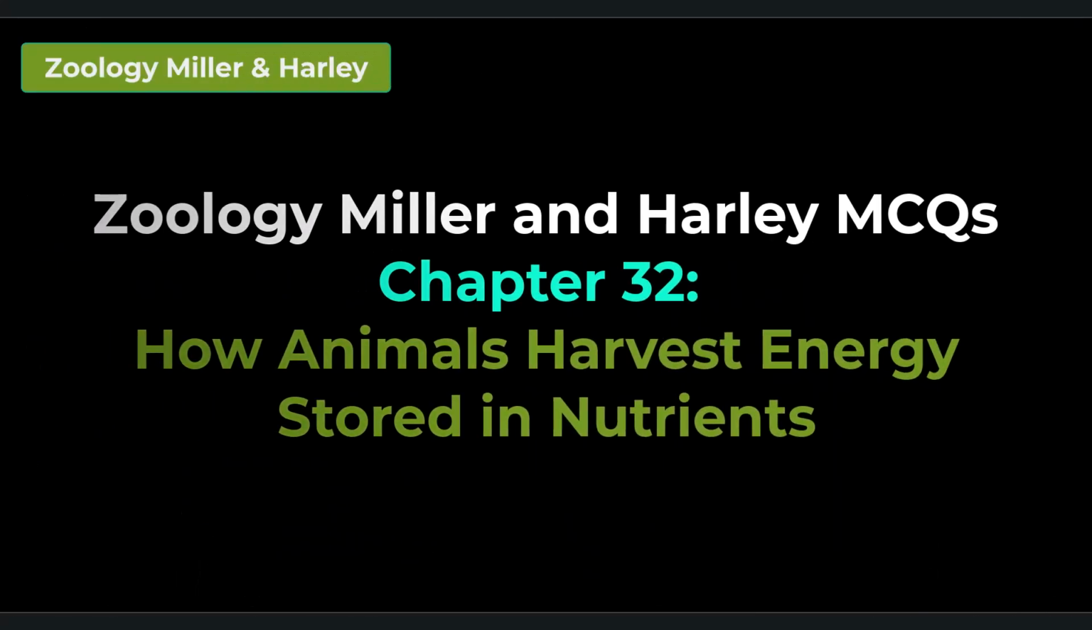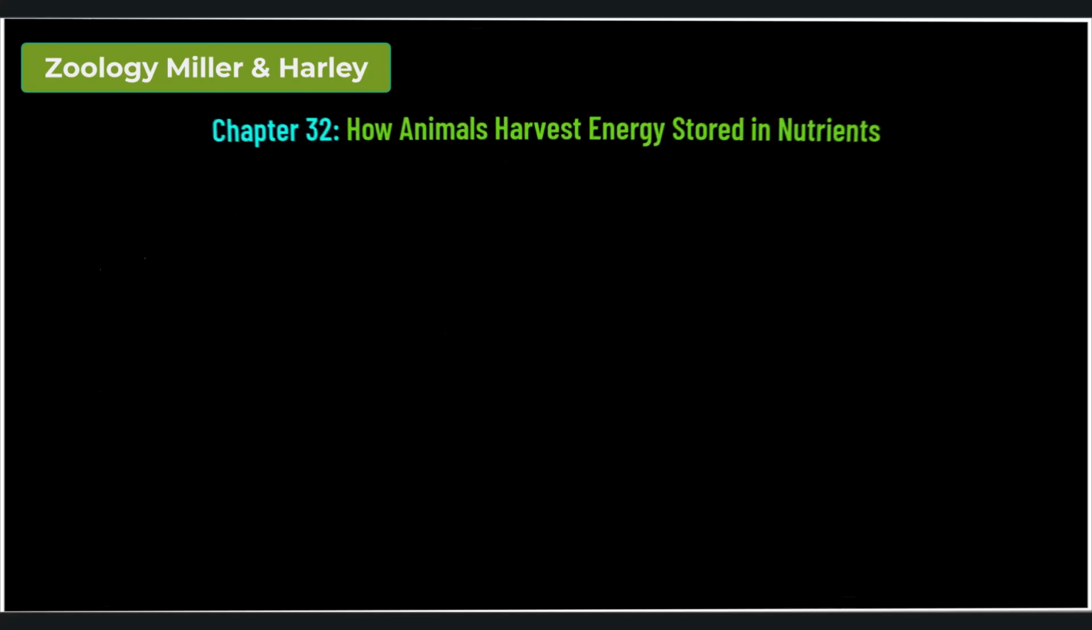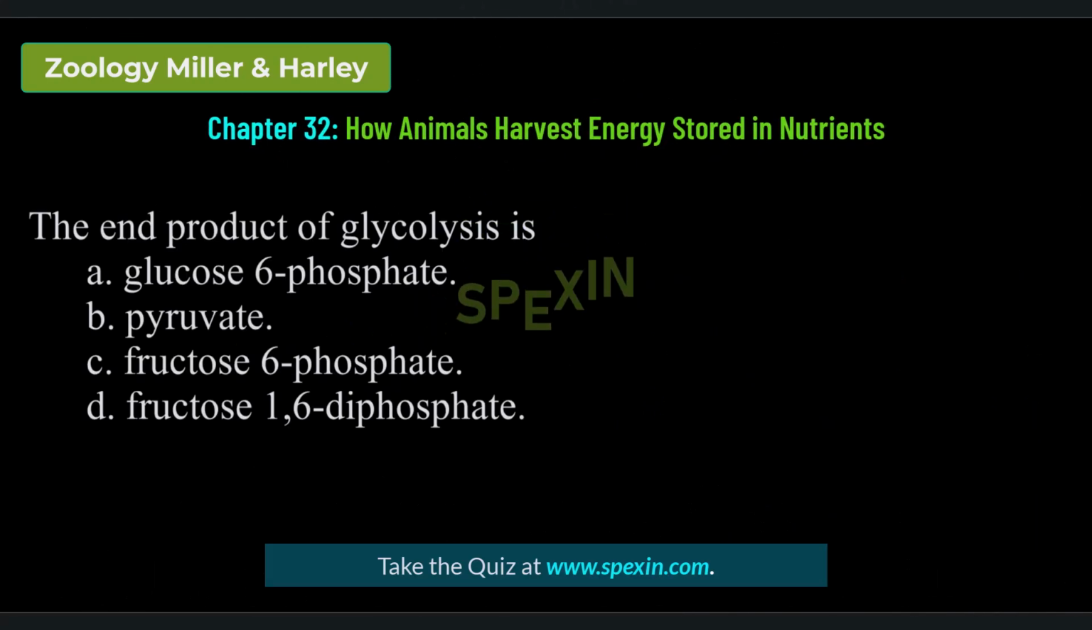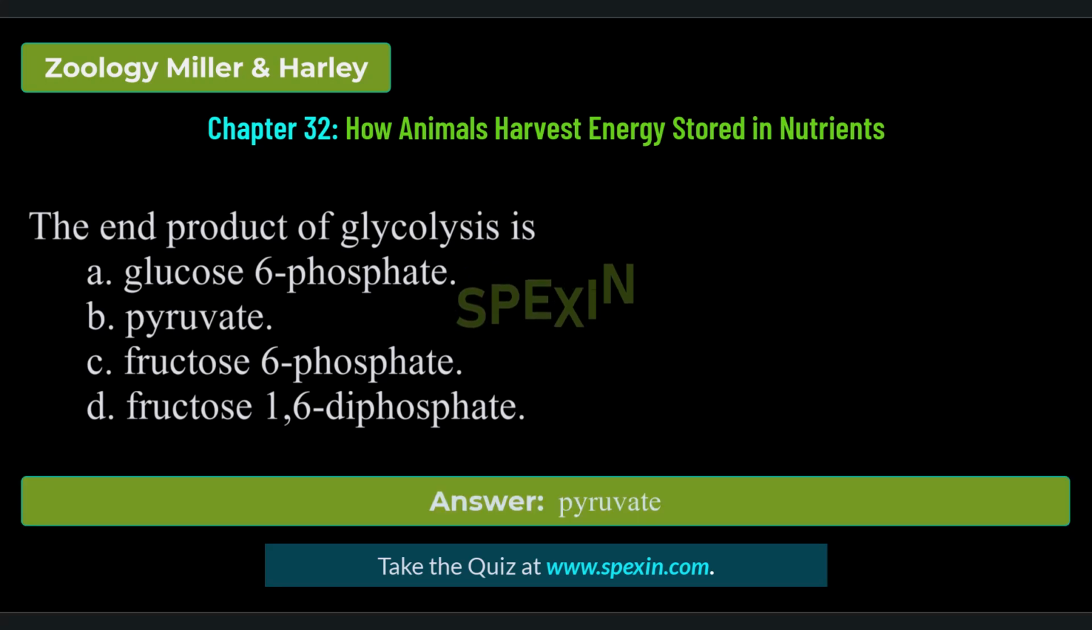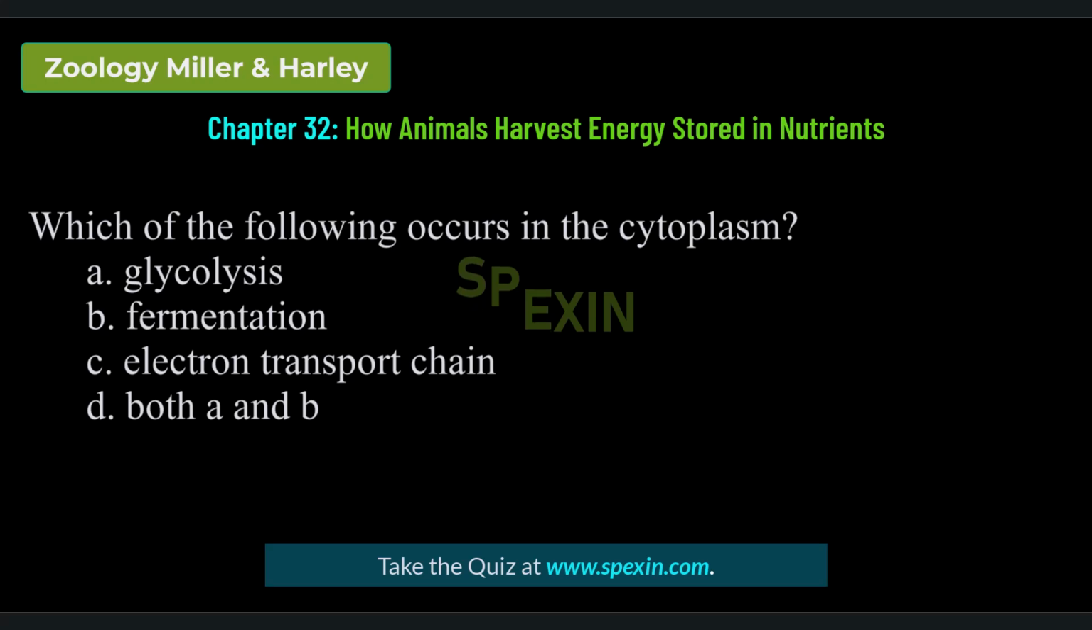Zoology Miller and Harley MCQs. Chapter 32. How animals harvest energy stored in nutrients. Let's start. The end product of glycolysis is A. Glucose 6-phosphate, B. Pyruvate, C. Fructose 6-phosphate, D. Fructose 1,6-diphosphate. Correct answer: pyruvate.